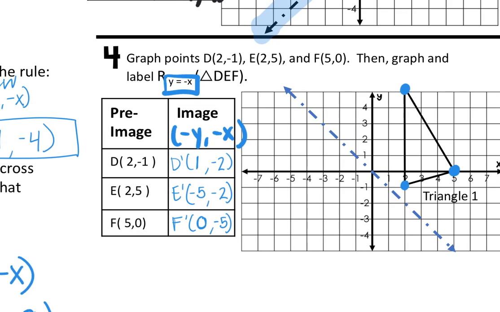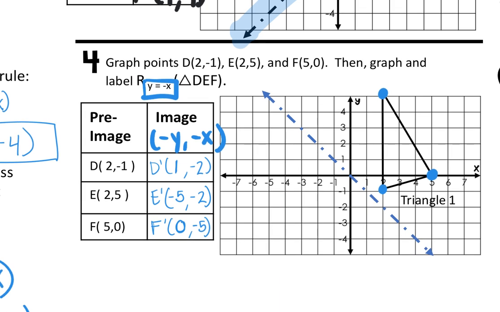All right. We're almost done. Let's graph D prime, E prime, and F prime. All right. So D prime is 1, negative 2. So let's find 1. So I found 1 in my x-axis. Let's go down 2. And it's 1, negative 2. So this is my D prime. So I'm labeling it.